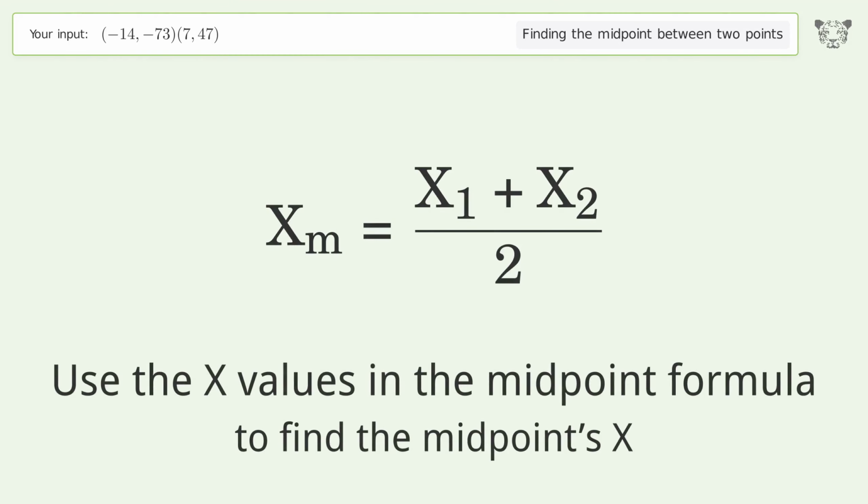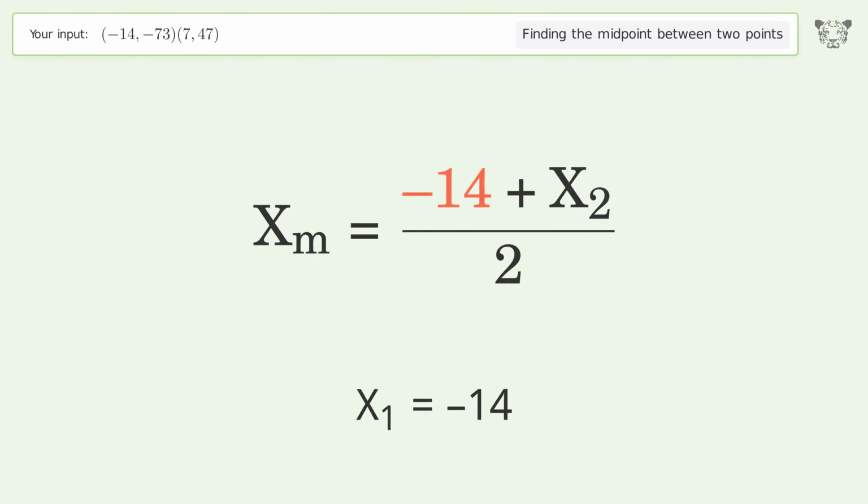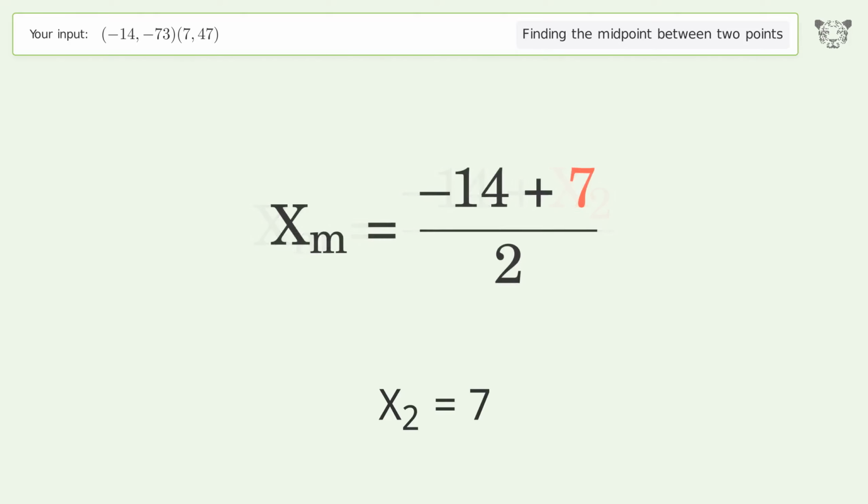Use the x values in the midpoint formula to find the midpoint's x. x1 equals -14. x2 equals 7. Simplify the arithmetic.